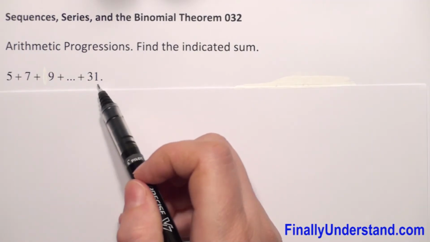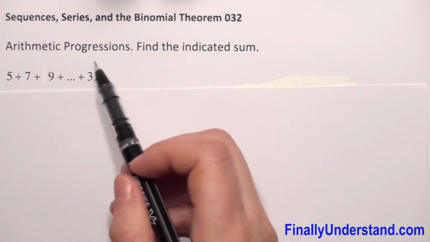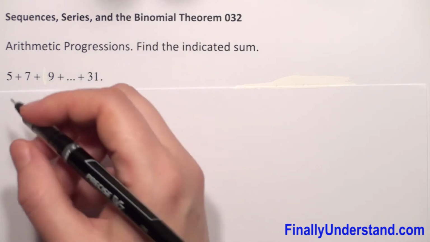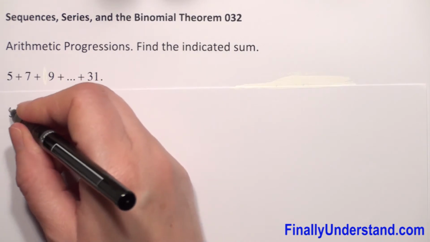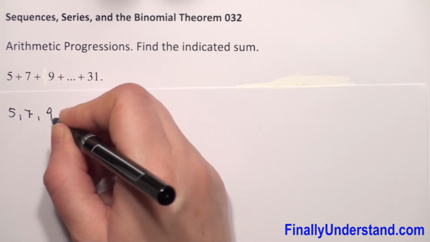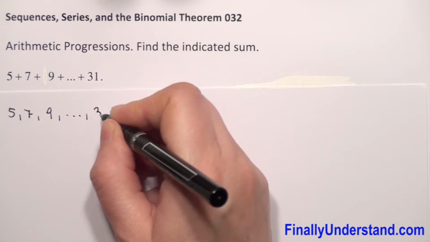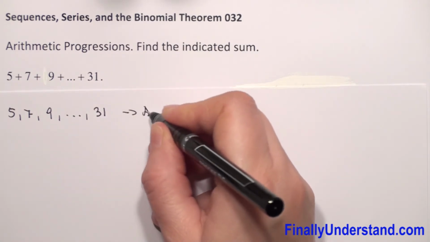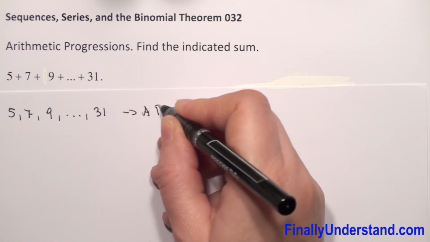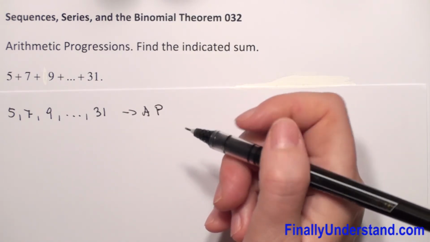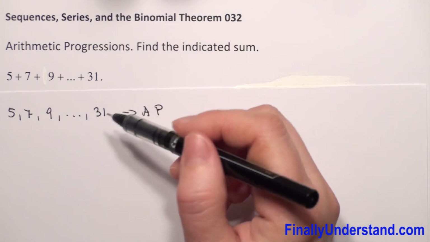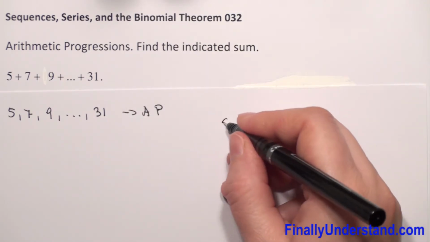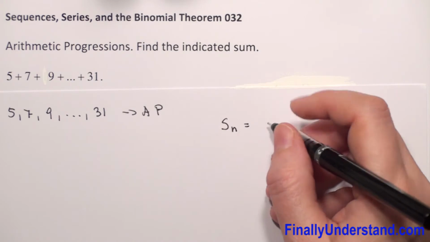We have to find the sum of 5 plus 7 plus 9 plus ... plus 31. What do we have given here? We know that we have an arithmetic progression. So the terms 5, 7, 9 to 31 form an arithmetic progression. We know that when we have an arithmetic progression, to find the sum of n terms, we use a formula.